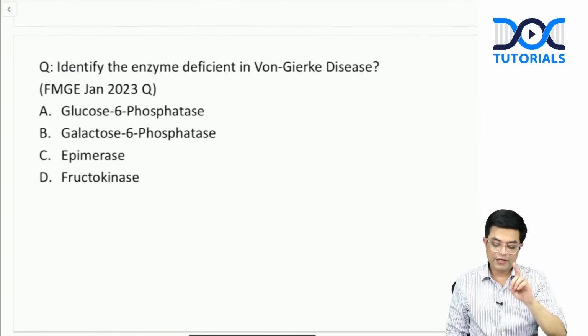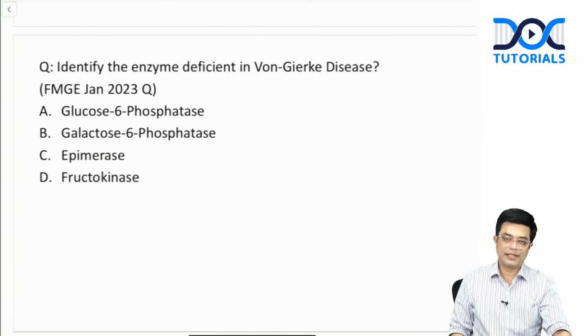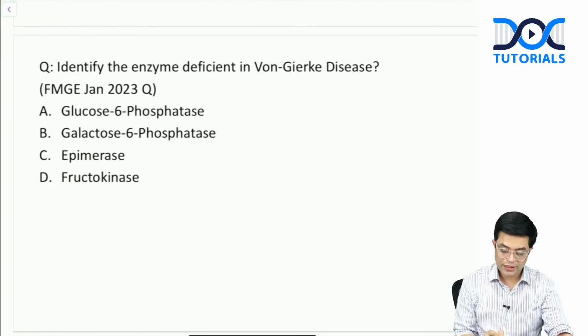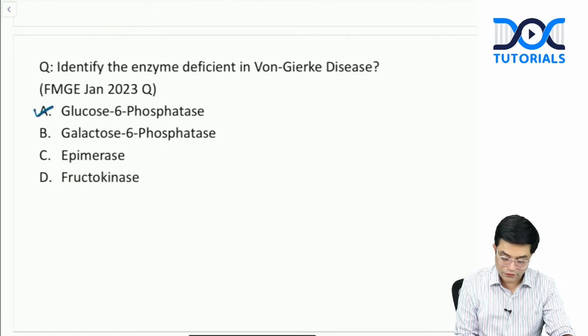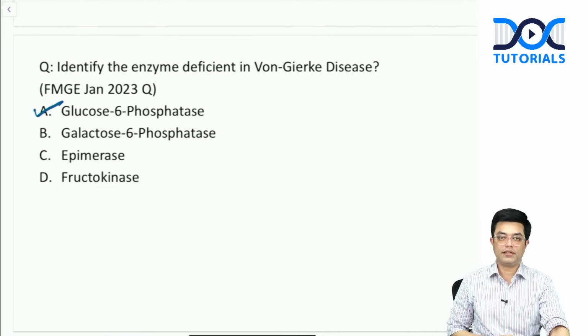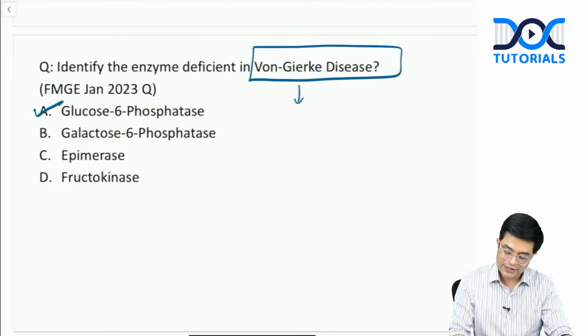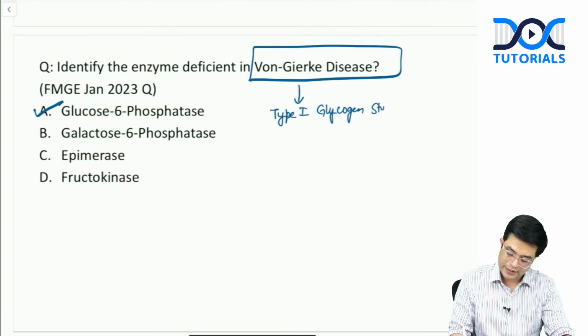Identify the enzyme deficient in von Gierke's disease, that is type 1 glycogen storage disease. इस बार का FMG का January 23 का question है. It is glucose 6 phosphatase, which is the answer, right? What are the things about von Gierke's disease that you should know? Von Gierke's disease, it is type 1 glycogen storage disorder.